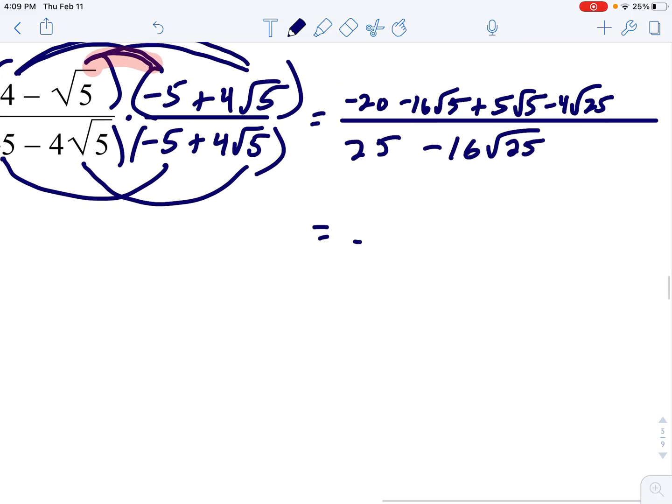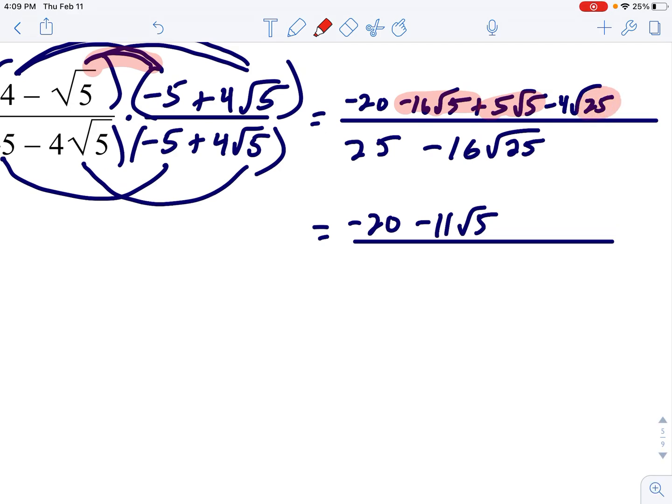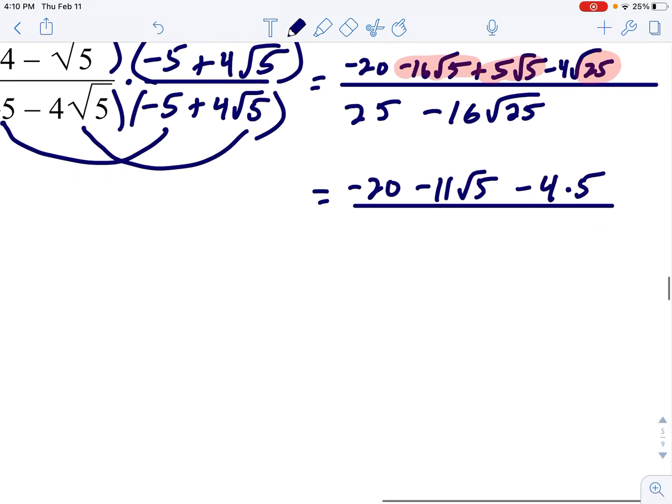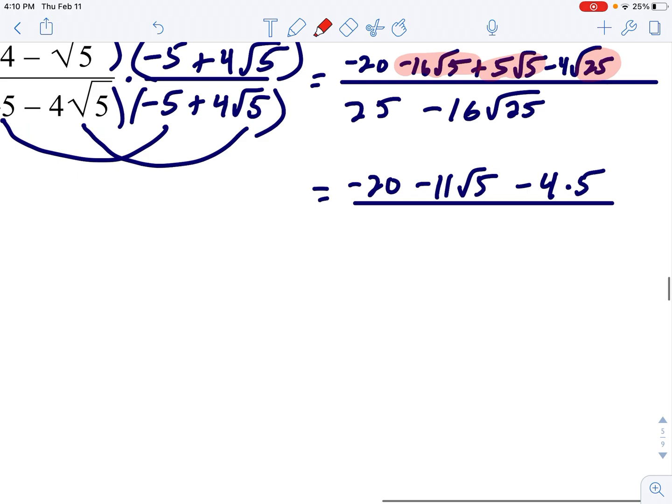Now we need to simplify both the numerator and the denominator. In the numerator, we have like terms here and here. So I'm going to bring down negative 20. Negative 16 plus 5 is negative 11 radical 5. And then here, what's the square root of 25? That's 5. So minus 4 times 5. In the denominator, we also have a square root of 25. So we can simplify that, 16 times 5.